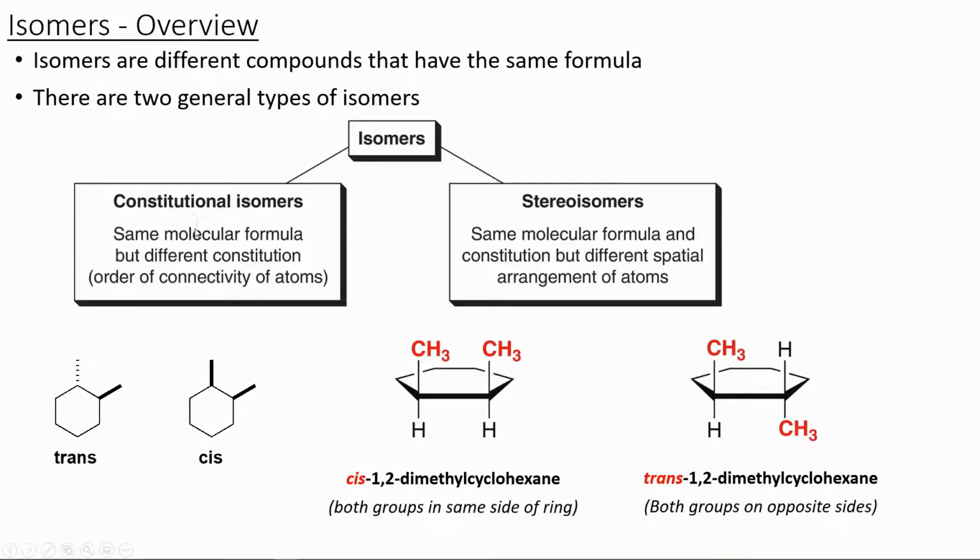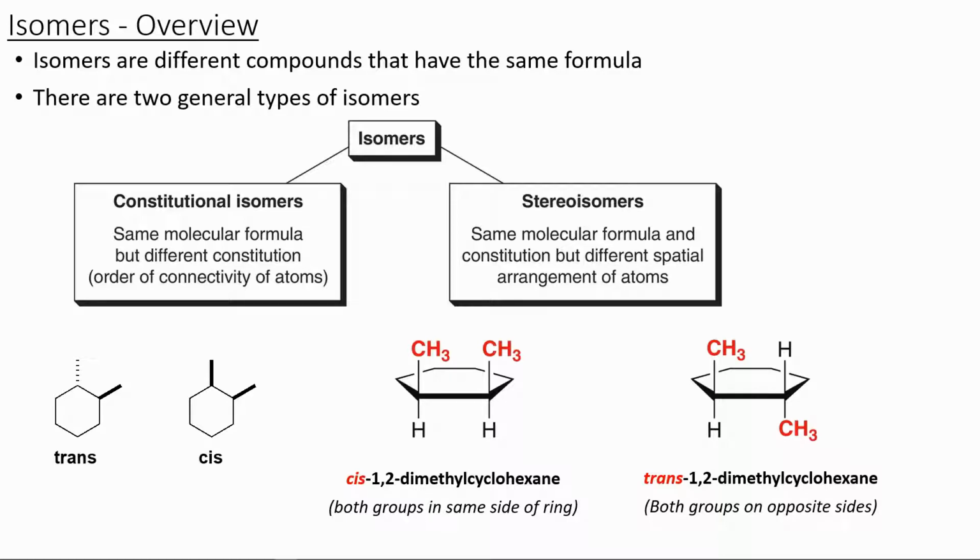Constitutional isomers are molecules that have the same formula but different constitution, or order of connectivity of atoms. And we're going to talk about stereoisomers, the same molecular formula but different spatial arrangement of atoms. So constitutional isomers have a different sigma bonding framework, whereas stereoisomers have the same sigma bonding framework, the same skeleton, it's just they have a different orientation in space.